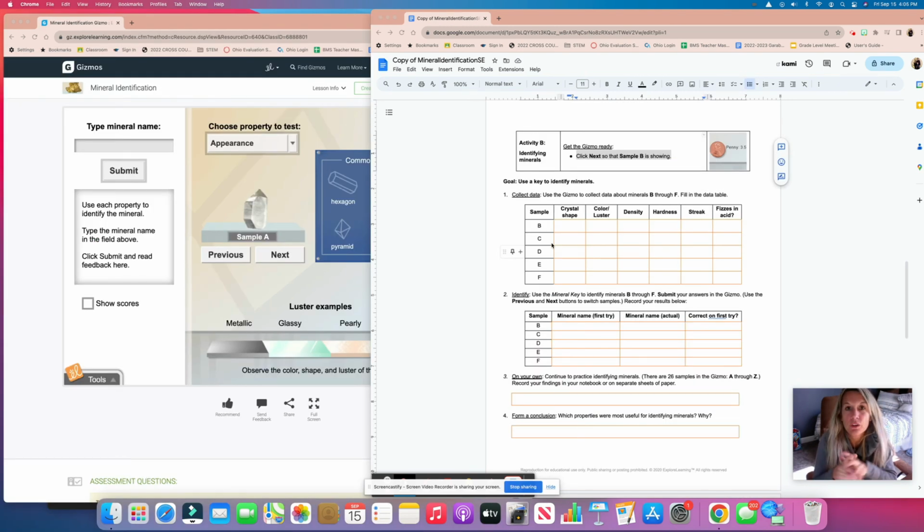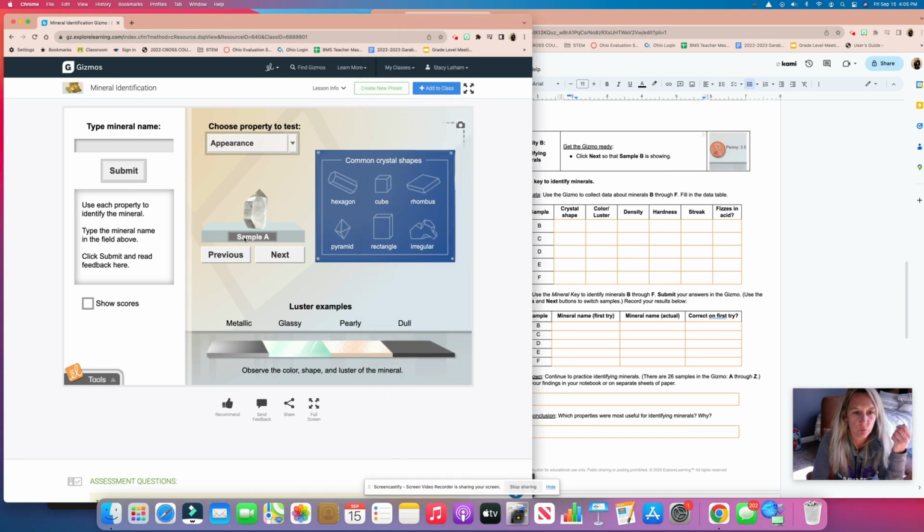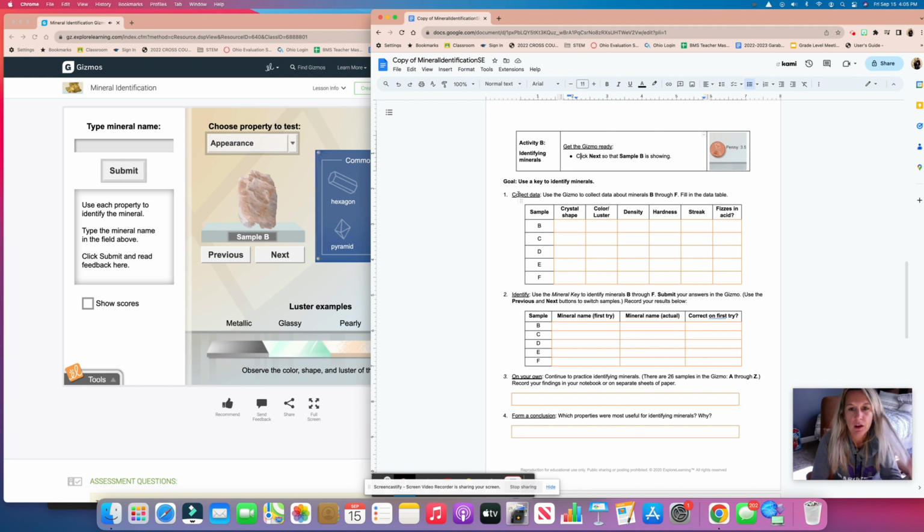All right, so here's where we're going to do activity B. So activity B, identifying minerals. It says get the gizmo ready. Click next so that sample B is showing. So we're on sample A right now. We're going to hit next. Sample B is showing. All right, goal, use a key to identify minerals.